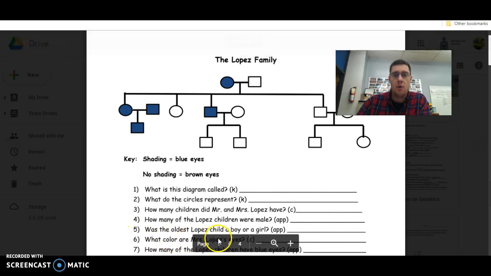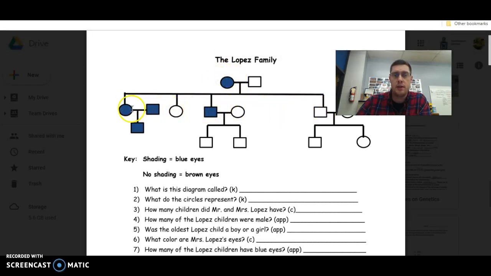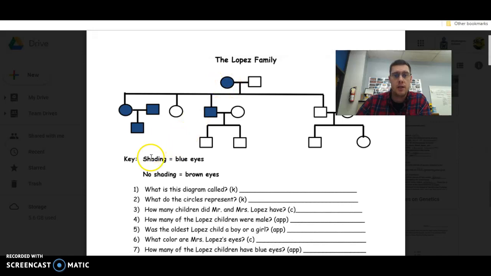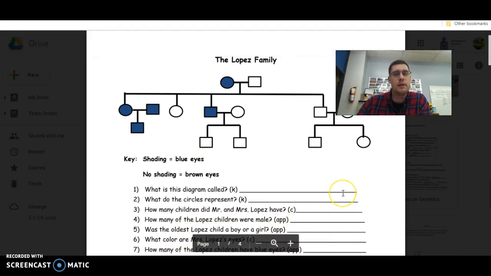All right, number 6. What color are Mrs. Lopez's eyes? Well, this circle is Mrs. Lopez. These are her and Mr. Lopez's children. She has a shape that is shaded in. Down here it tells you the shade equals what color eyes? Blue. So you write that down here. What color are Mrs. Lopez's eyes? They are blue.